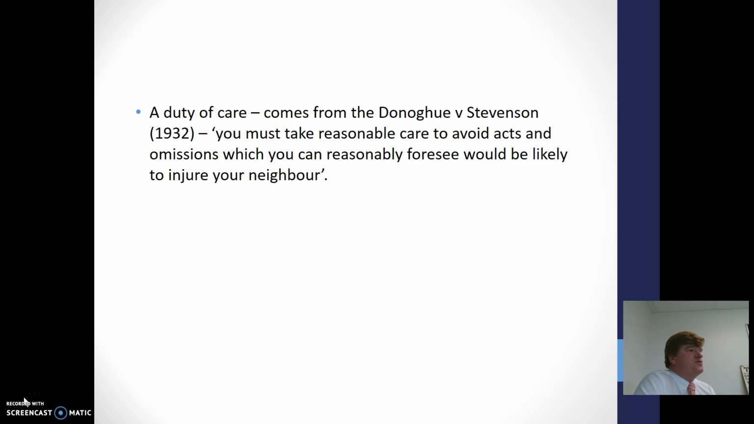So this statement becomes really important. You must take reasonable care to avoid acts and omissions, so it means taking care not to leave things out, which you can reasonably foresee would be likely to injure your neighbour. So this becomes a really important principle around negligence.